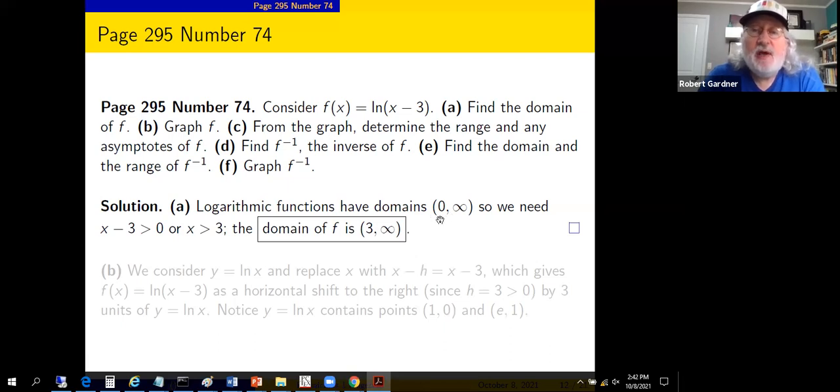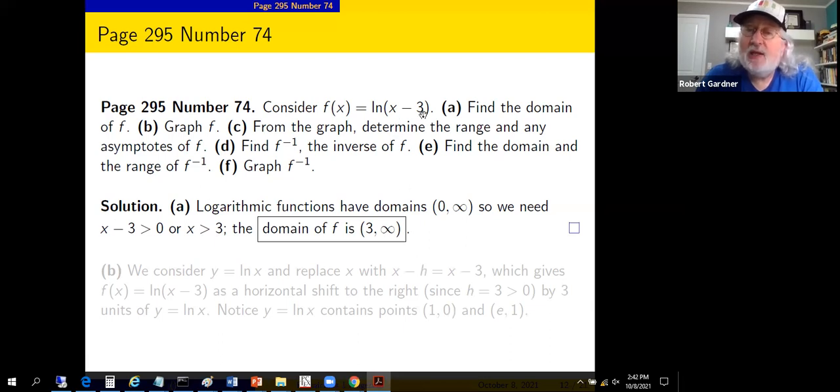Log functions have domains 0 to infinity. So we need x minus 3 to be greater than 0. In other words, x minus 3 is greater than 0. In other words, x is greater than 3. So the domain of the given function is 3 to infinity.